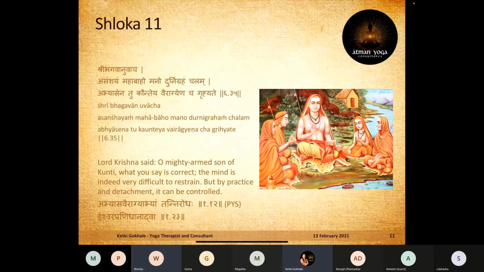This one? Yeah. Shri Bhagavan uvacha, asamshayam mahabaho mano durnigraham chalam, abhyasena tu kaunteya, vairagyena cha grihyate. Excellent. So only the word is Mahabaho, not Bhaho. So Mahabaho. Correct. Thank you.